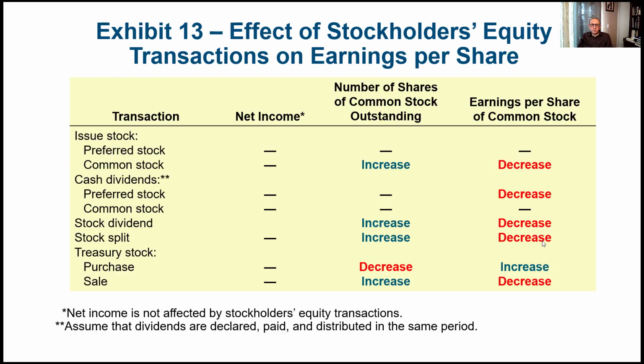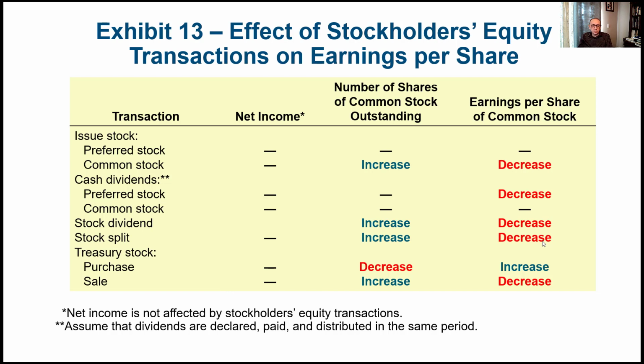This slide just gives you an idea about the effect of stockholders' equity transactions on earnings per share, so how things would impact the earnings per share. So things like the issuance of common stock. If we issued more common stock, then in this case the number of shares of common stock would increase and the earnings per share would decrease. For cash dividends, it has no impact on the number of shares of common stock outstanding or the earnings per share for the common stock.